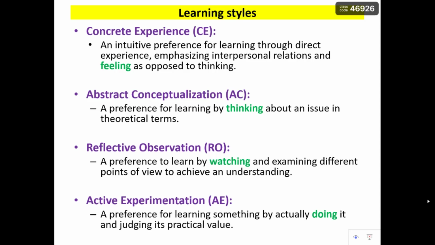Then the second one is abstract conceptualization. The preference for learning by thinking about an issue in theoretical terms, right? So now what you need to do is relate the thing you are learning to a particular theory. So how it is happening, why it is happening, right? That is abstract conceptualization. The thing that you are learning can be conceptualized, right?